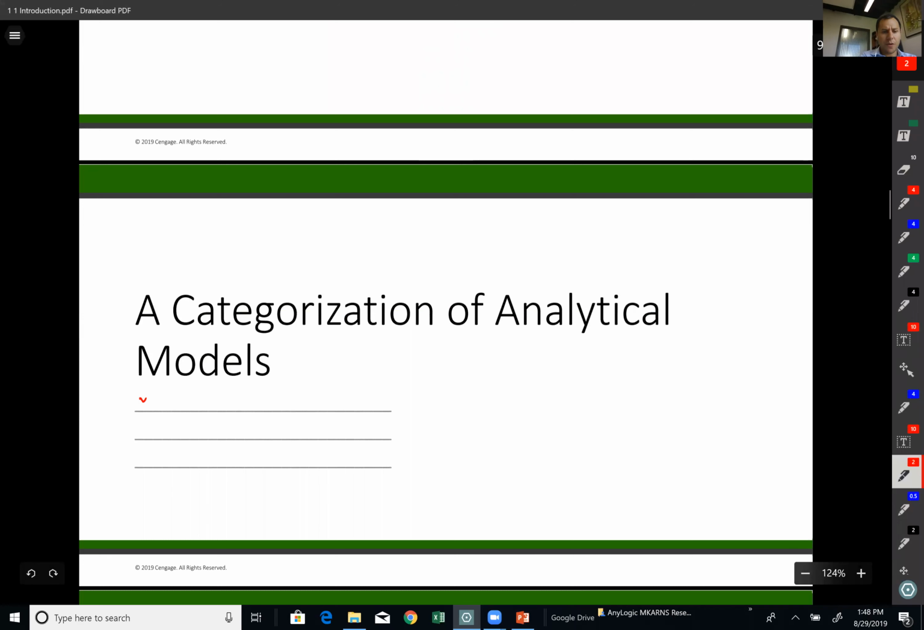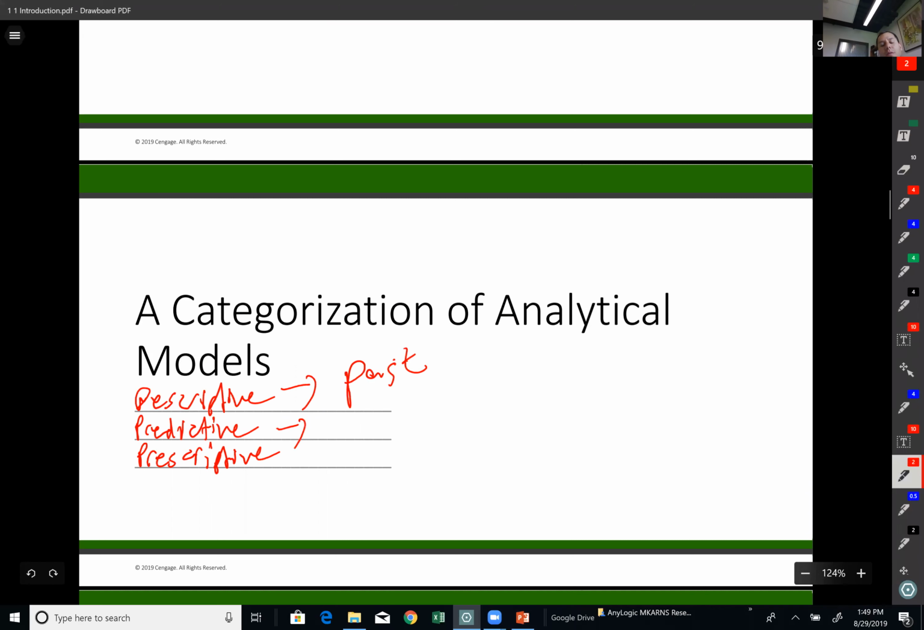First one is descriptive analytics. Second one is predictive analytics. And finally, we have prescriptive analytics. So descriptive analytics deals with the historical data. So this is related to the past.